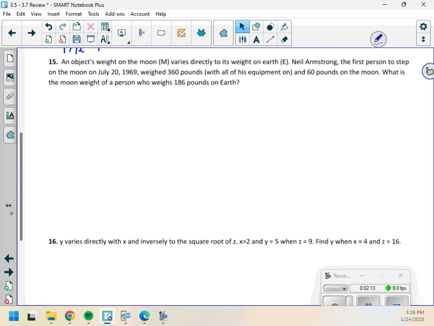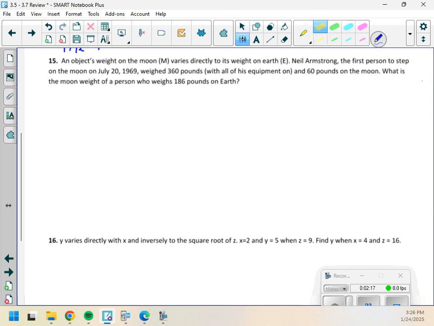Number 14, an object's weight on the moon, M, varies directly to the weight on Earth, E. So my setup is going to be, since it's a direct variation, weight on the moon varies directly with weight on Earth. Neil Armstrong, the first person to step on the moon on July 20th, 1969, weighed 360 pounds with all of his equipment on and 60 pounds on the moon. So basically, it said that he weighed 360 pounds on the Earth and 60 pounds on the moon. We're going to use that to find K.